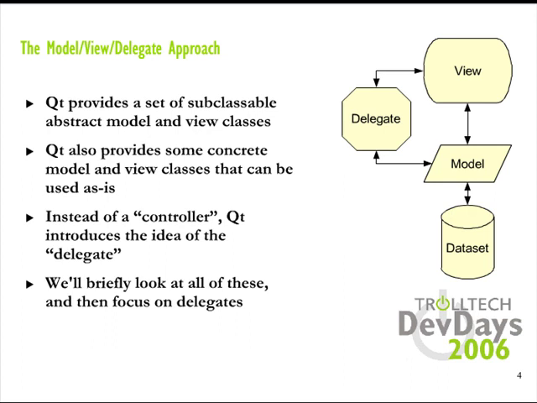And Qt provides you off-the-shelf components. It provides subclassable abstract models and views that you can use as your base classes, and it provides some concrete classes that you can use as well. But in Qt, the delegate is something a bit special because it has access both to the view and the model, and that gives it incredible flexibility in how you use it, as we'll see shortly. I'm going to come back to this slide in a moment and tell you some lies.